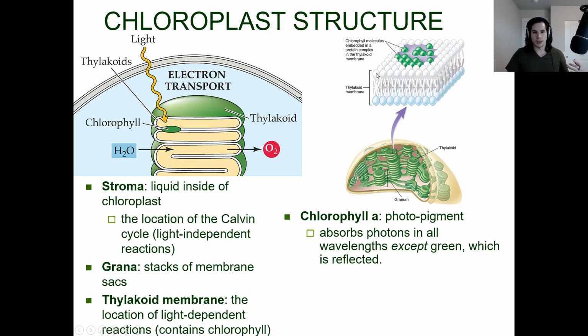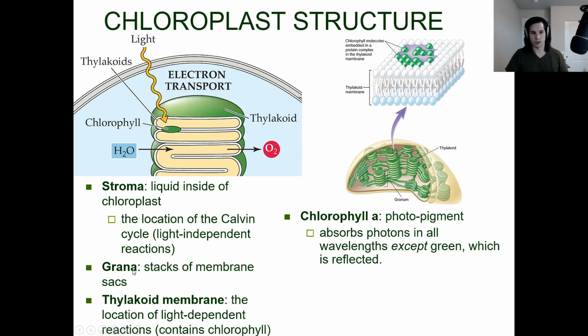So let's look at the structure of chloroplasts. We're going to kind of be redundant here, but it's good for your mental health. So stroma, that's the liquid inside of the chloroplast. This is going to be the location of the Calvin cycle. So this is the light-independent cycle. And we're going to talk about what makes it light-independent later.